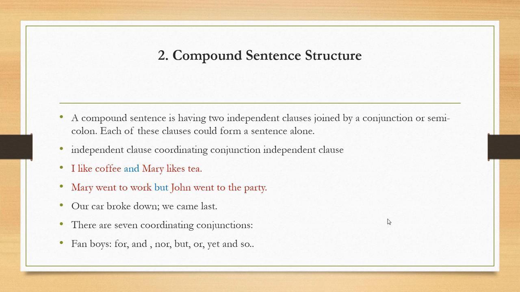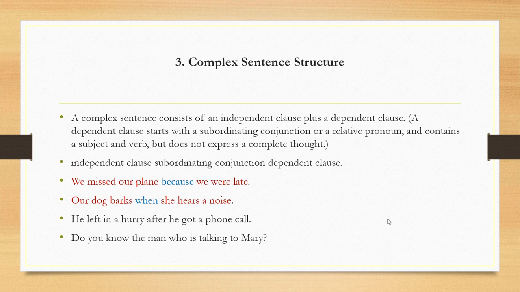The FANBOYS. F stands for for, A for and, N for nor. Then we come to the BOYS. The B for but, the O for or, the Y for yet, and S for so. So all these 7 coordinating conjunctions can be learned with the help of this formula that is called FANBOYS.